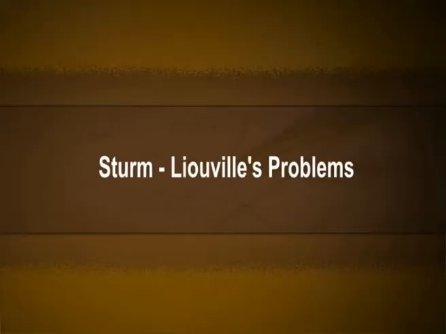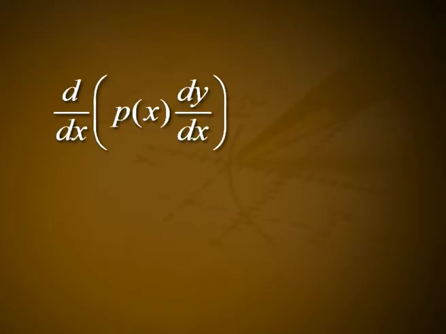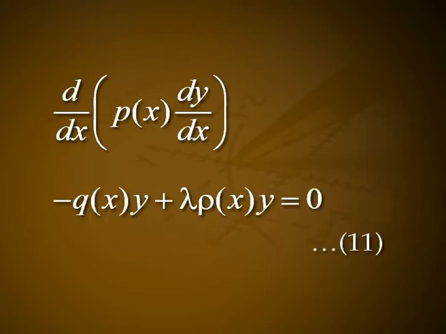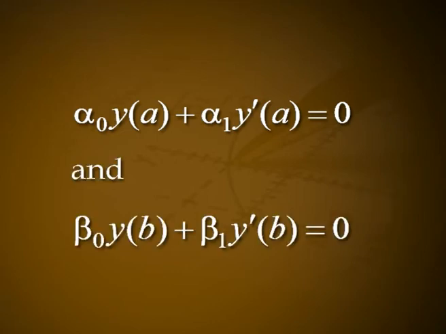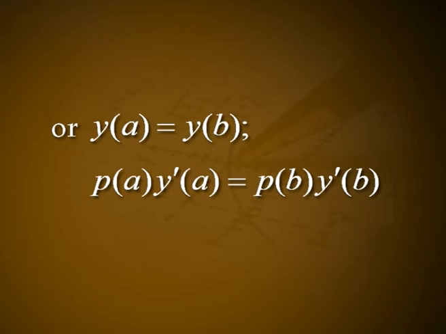Sturm-Liouville's problem. Sometimes a second order differential equation is written in the form d/dx of p(x) dy/dx minus q(x) y plus λ ρ(x) y equal to 0. Let it be 11. The problem of solving this equation with respect to the boundary conditions α0 y(a) + α1 y'(a) = 0 and β0 y(b) + β1 y'(b) = 0, or y(a) = y(b), p(a) y'(a) = p(b) y'(b), is called the Sturm-Liouville's problem.